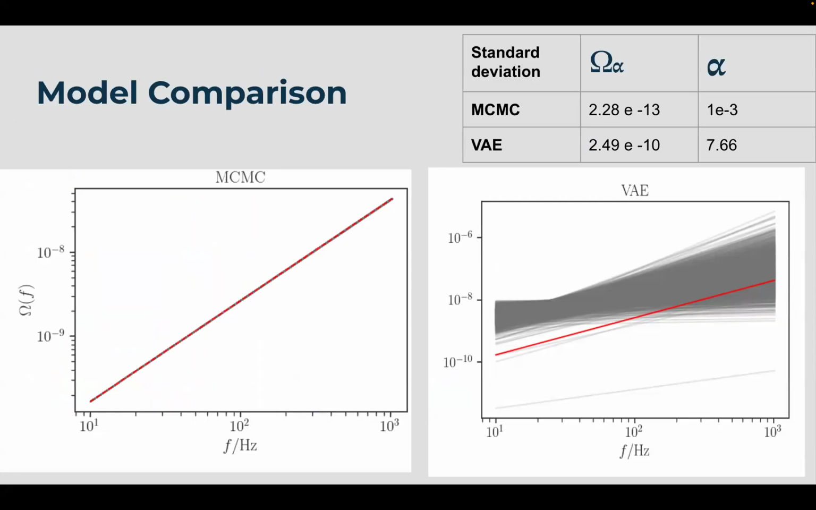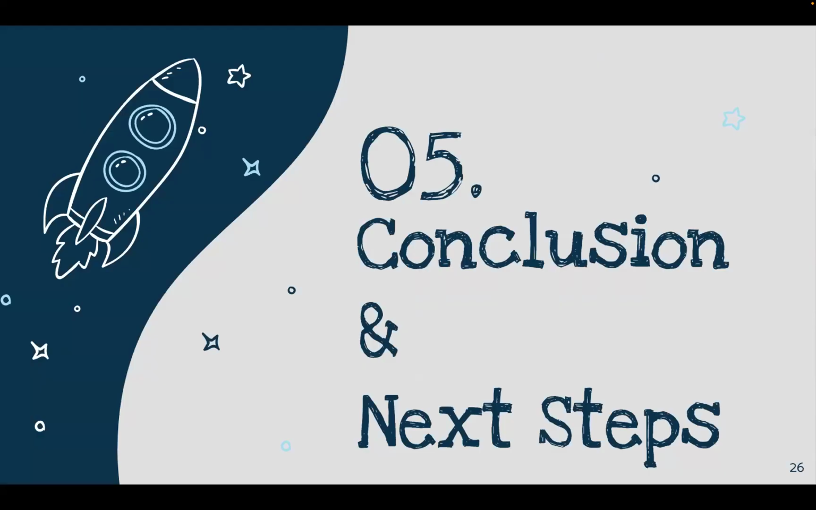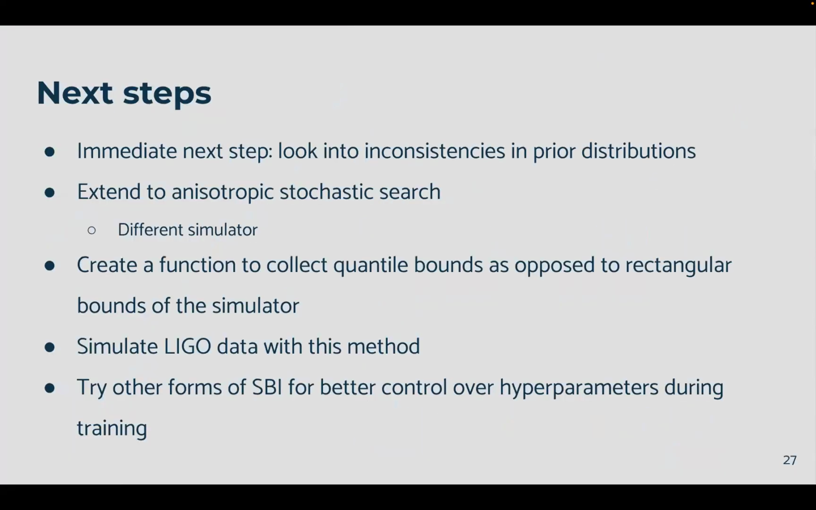Just real quickly, comparing this to traditional Bayesian methods, we can see that there's about 3 orders of magnitude between our standard deviations for omega and for alpha. Our Markov chain Monte Carlo is basically perfect, which is great. And you can maybe see the red dashed line is right over the gray. Yeah, sorry, out of time.